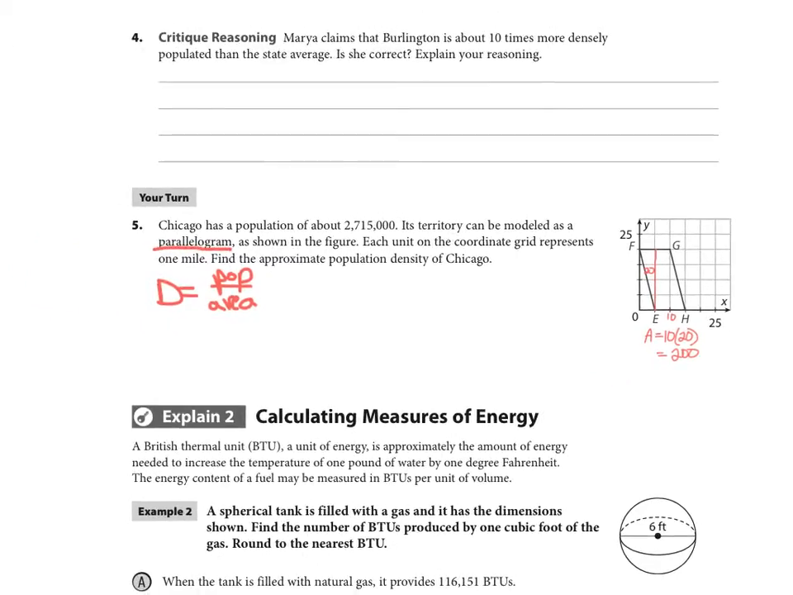So I can put that over here. And I'm going to put 2,715,000 divided by 200. And that's going to give me 13,600 people per mile squared. Okay? And I believe that is all.